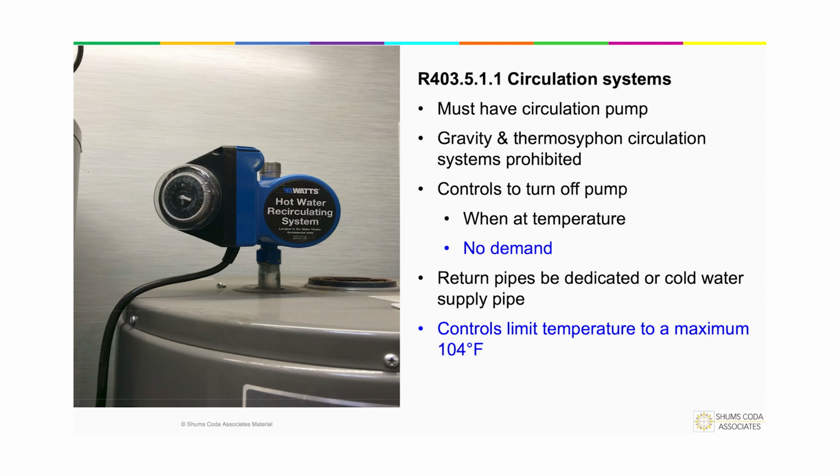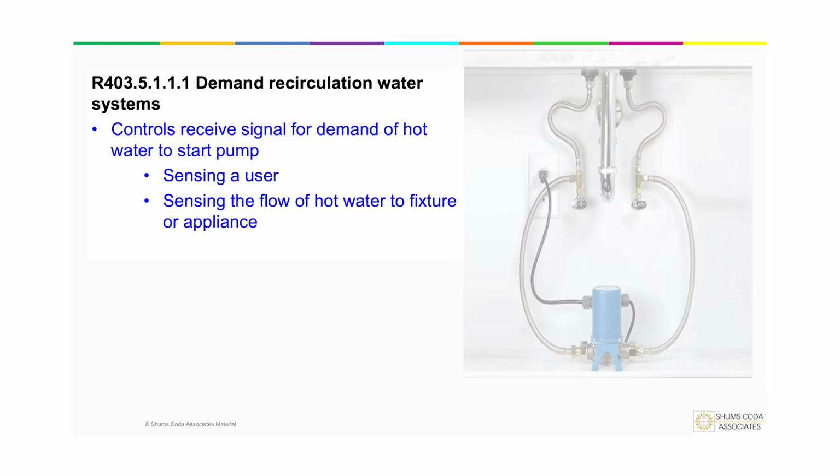It's going to make sure that the demand temperature is at a maximum of 104. Now, if you have demand recirculation water systems, the control that they want to have is that it's activated when a user is sensed, or that there is a need for a flow of hot water to go to that fixture or the appliance, and that's what it needs to have. So there's very little when it comes to demand circulation compared to just circulation systems.